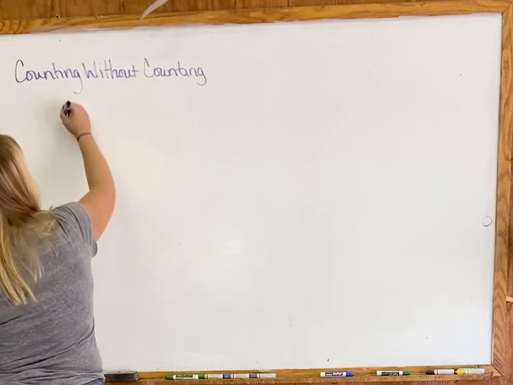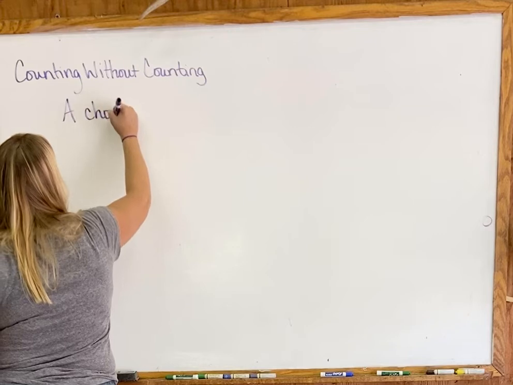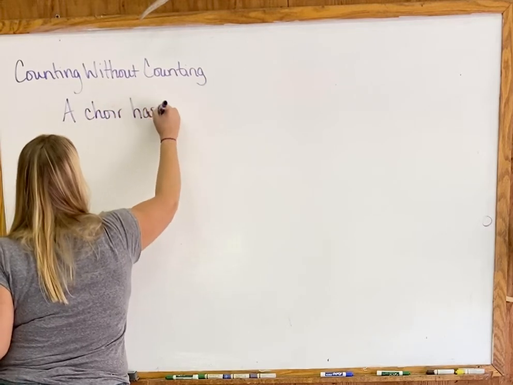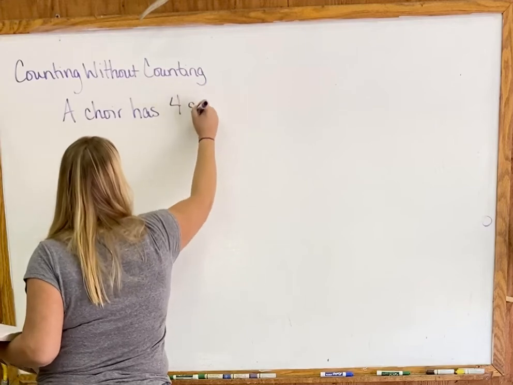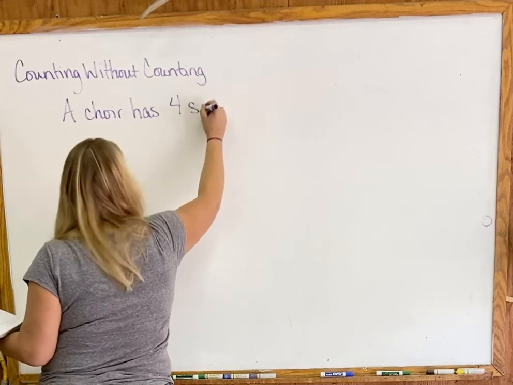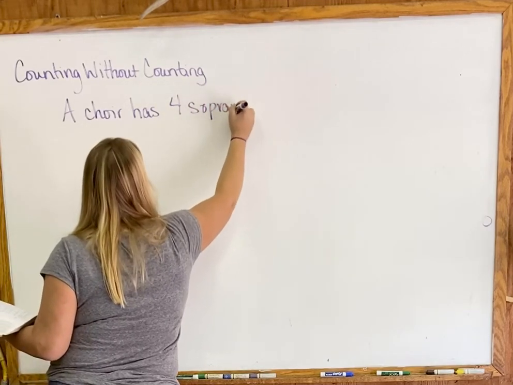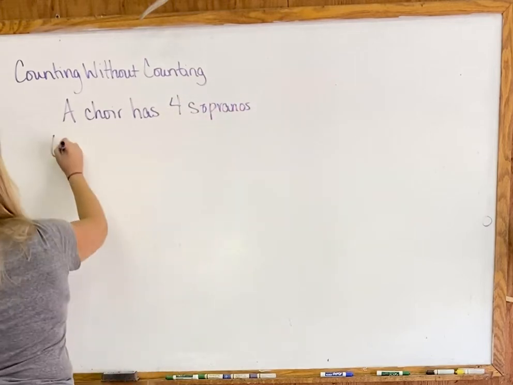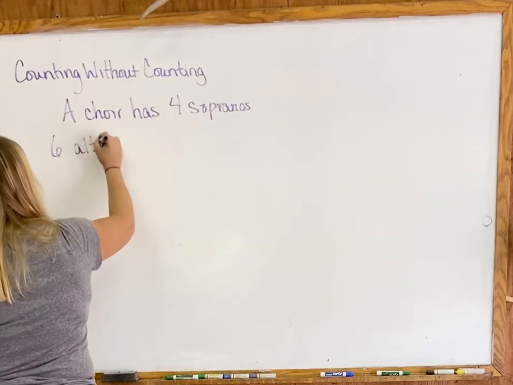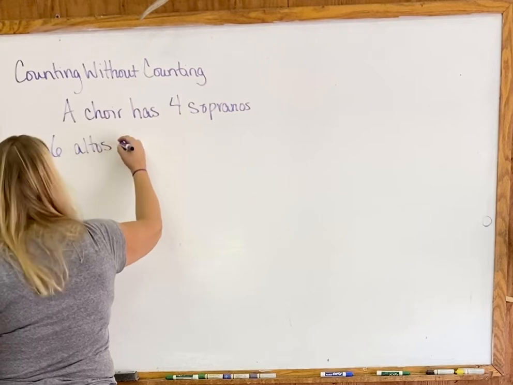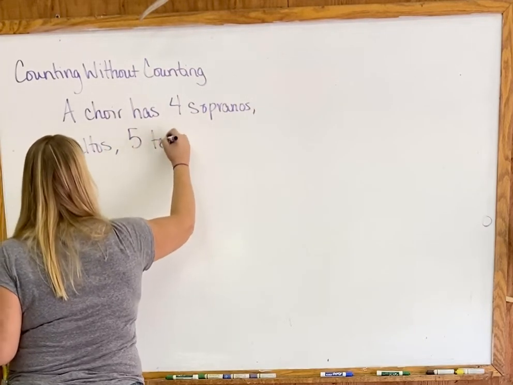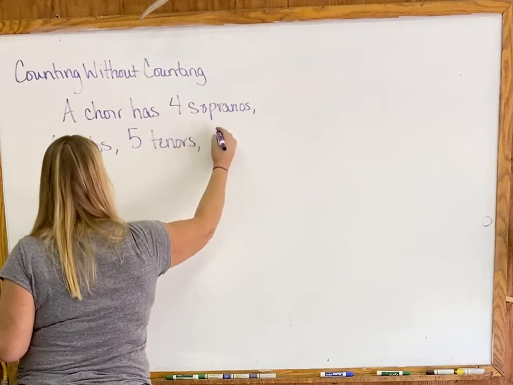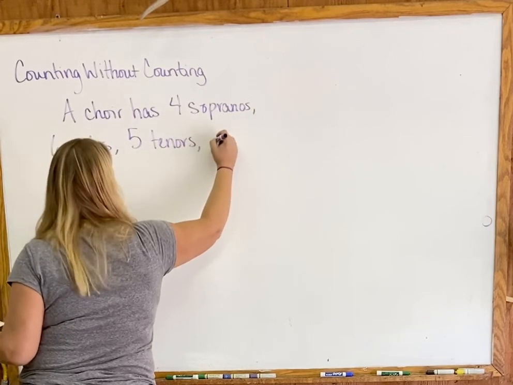Okay, so let's look at another one. So, a choir has 4 sopranos, 6 altos, 5 tenors and a bass.